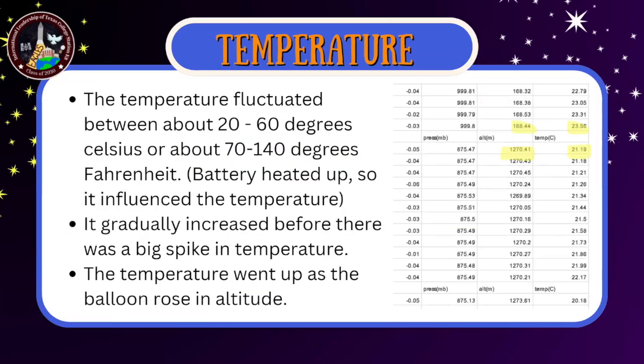For our temperature sensor, we realized the temperature fluctuated between about 20 to 60 degrees Celsius, or about 70 to 140 degrees Fahrenheit. As explained earlier, this was because the battery heated up, so it influenced the temperature. We also realized there was a gradual increase before there was a big spike in temperature, and that the temperature went up as the balloon rose in altitude.